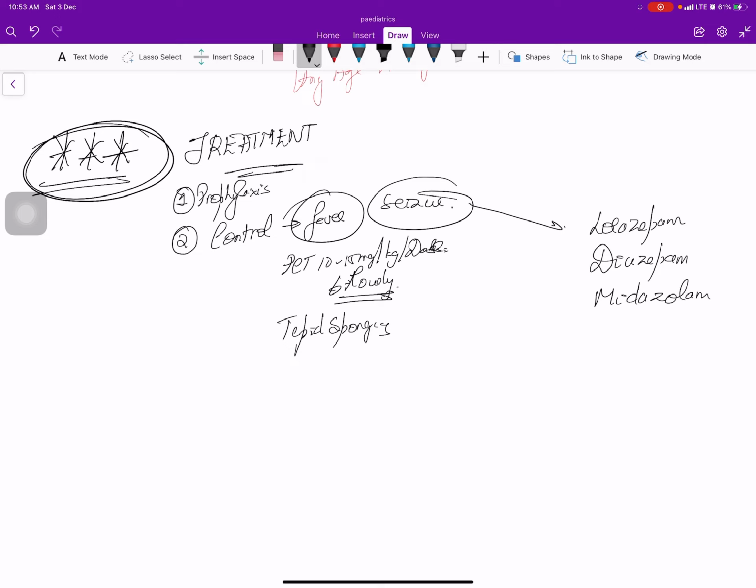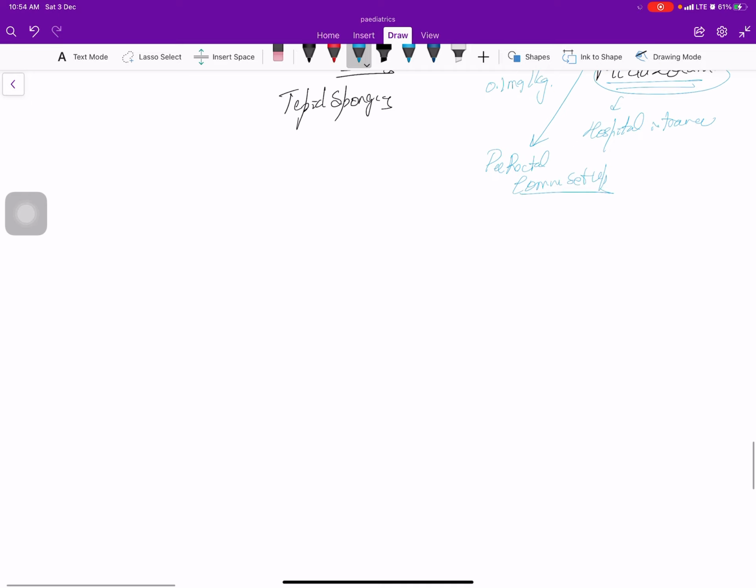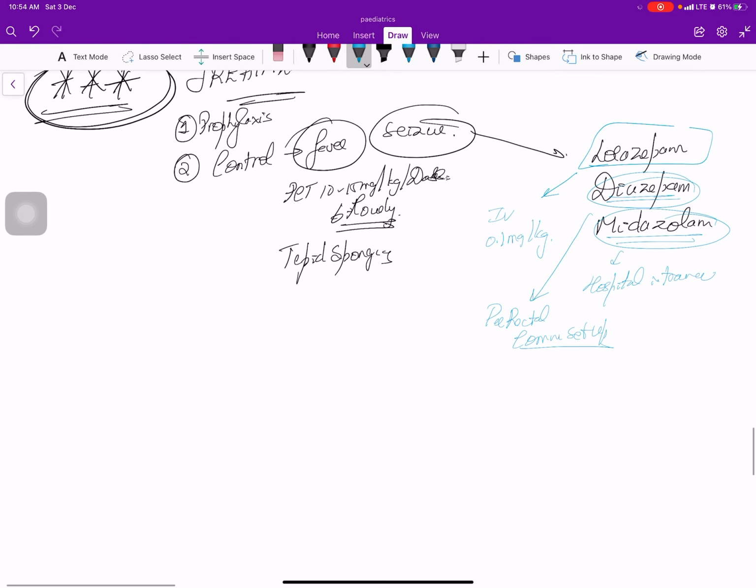So all of these are going to be different. I really like to remember it this way. The best drug would be lorazepam. So we're going to give it IV, we're going to give it in the hospital, at 0.1 milligram per kg. The next best will be probably midazolam. So midazolam we're going to give again in a hospital setup intranasally. And the third one will be diazepam. So diazepam will be given per rectally in a community setup. Okay, so that's the treatment of seizure.